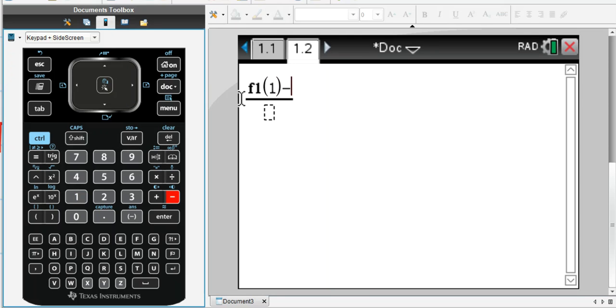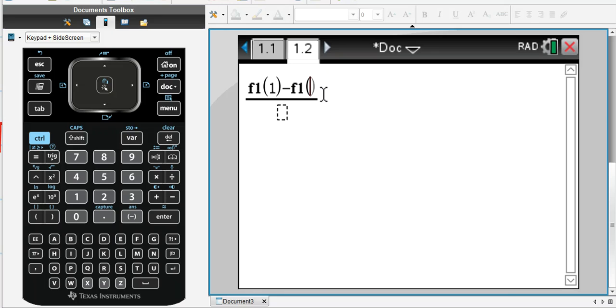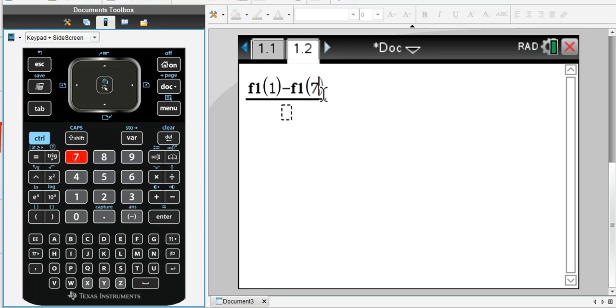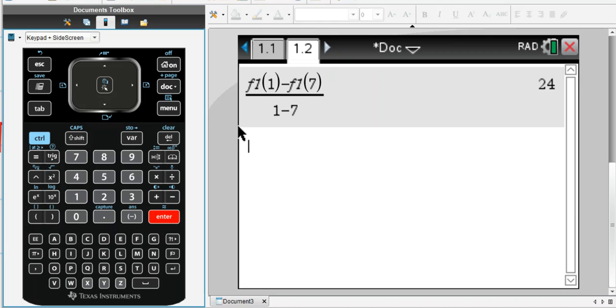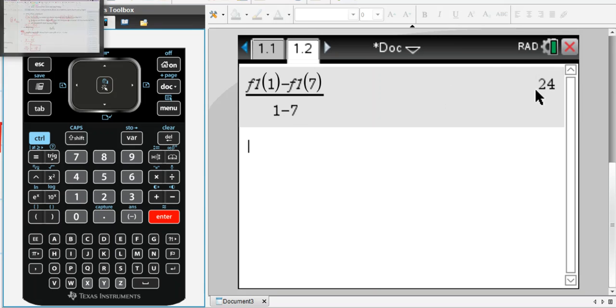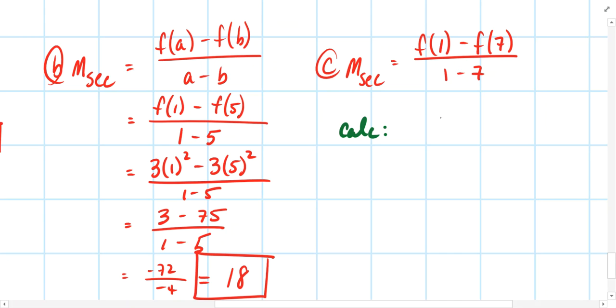and move to the outside of that parentheses, and we'll subtract another function, this time evaluated at 7. So I'll press the variable key again, select function number 1, that's where our equation was stored, and this time we'll evaluate it at number 7. I press the down arrow to jump to the denominator, and we'll subtract 1 minus 7 and press enter. And now I have f evaluated at 1 minus f evaluated at 7 divided by 1 minus 7, and we can see our average rate of change being 24.